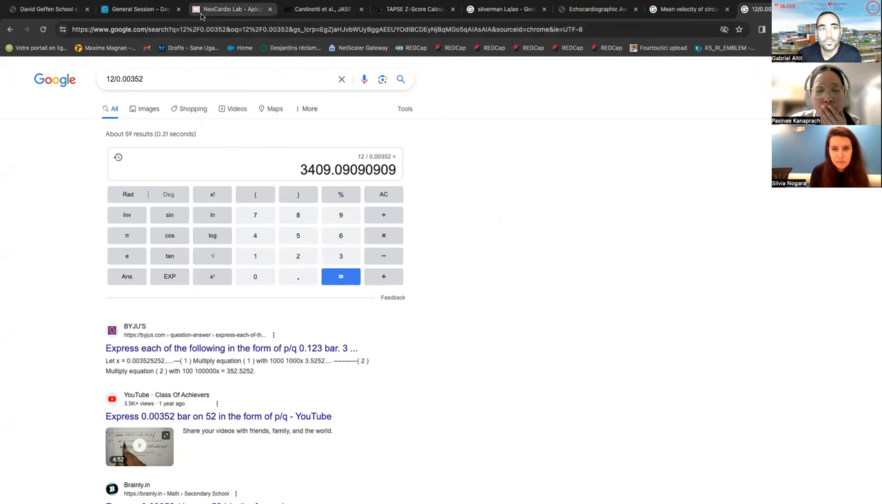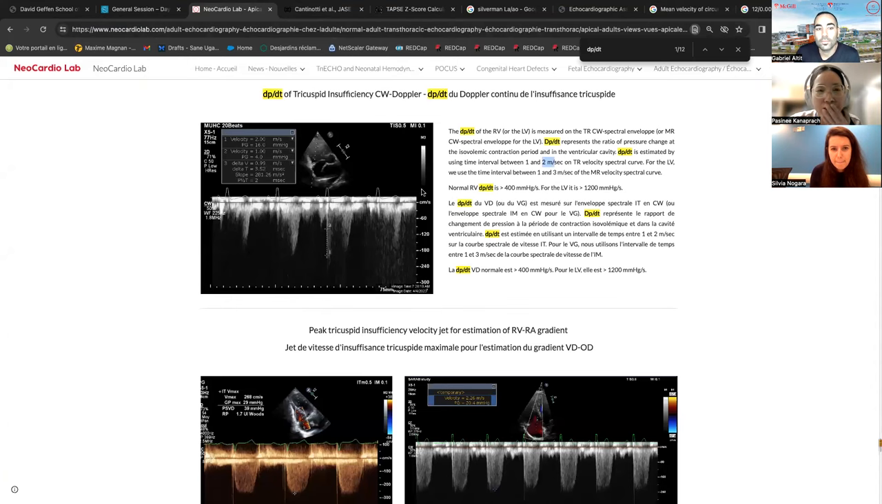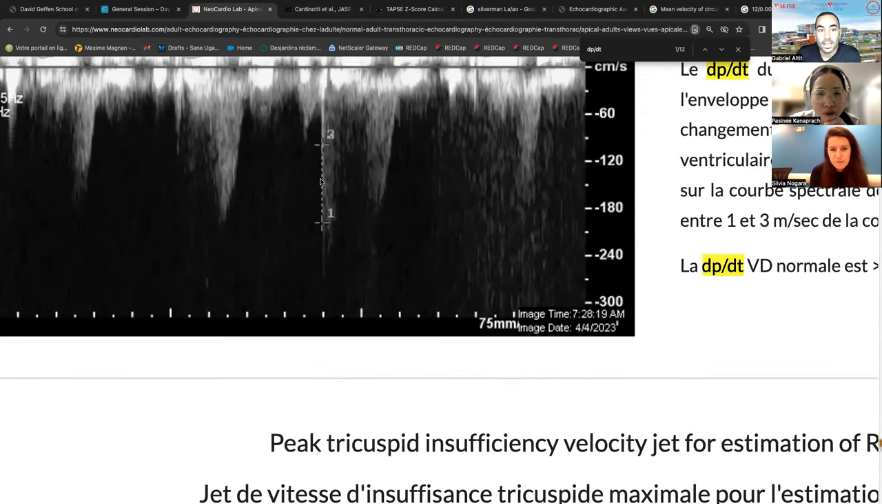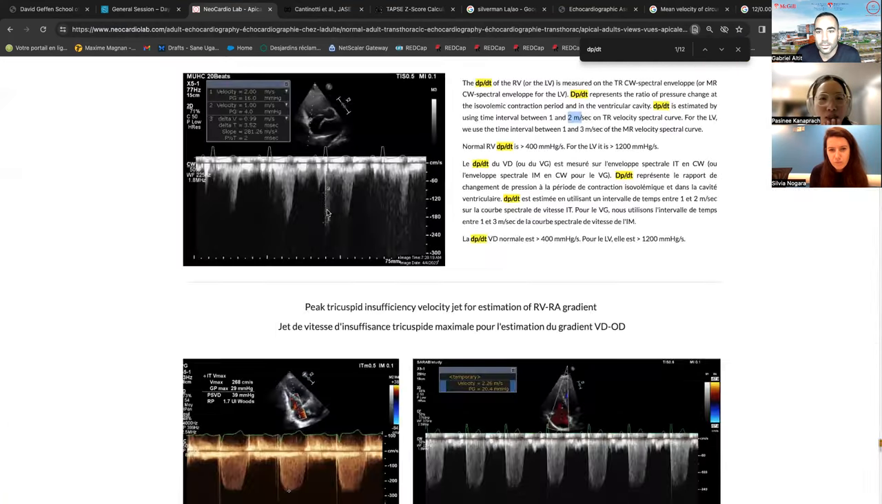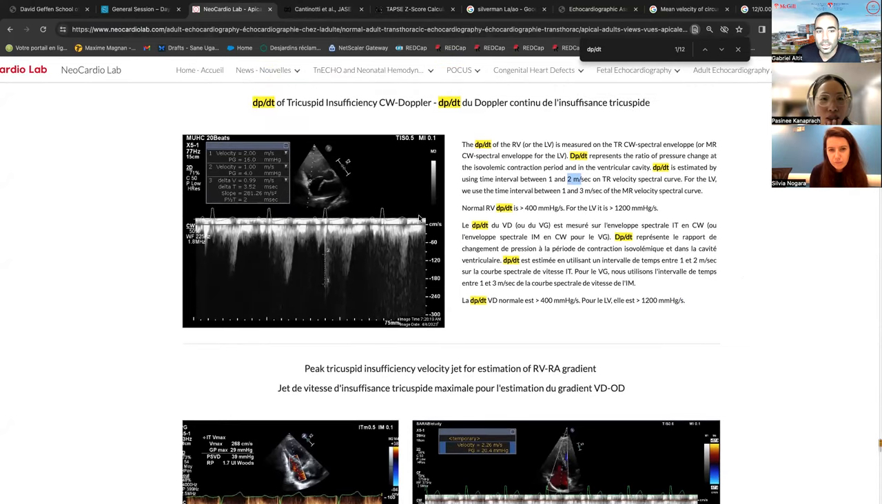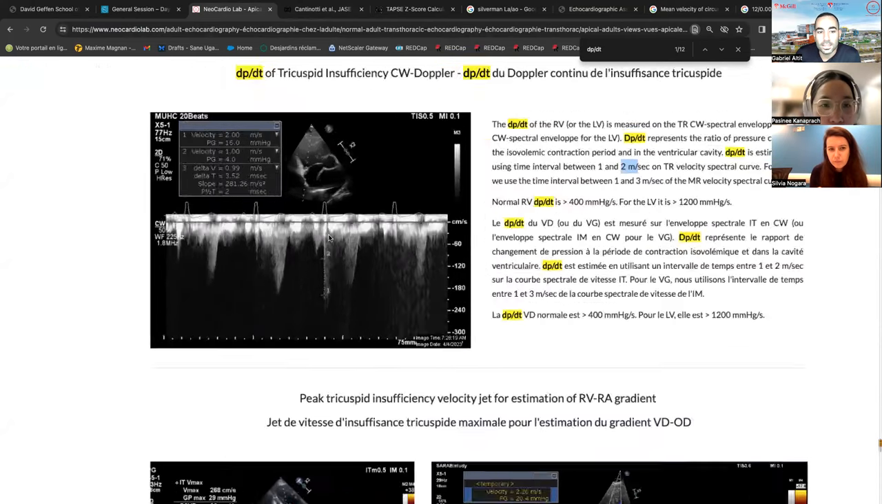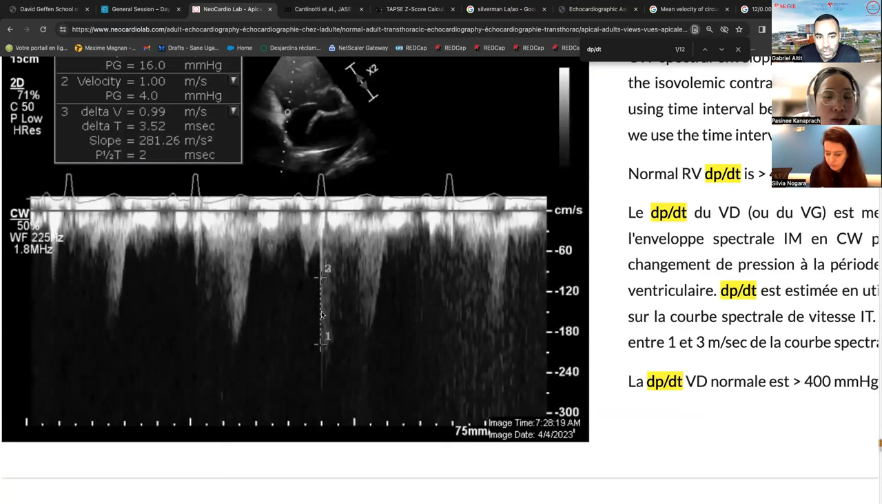It means that we should draw the line in the x-axis. It's from here to here. So you follow the line of your TR, because that's basically the velocity generation.